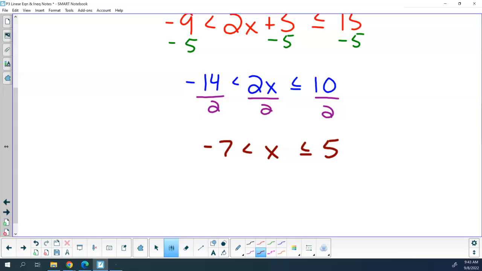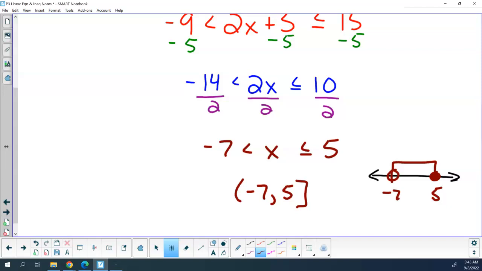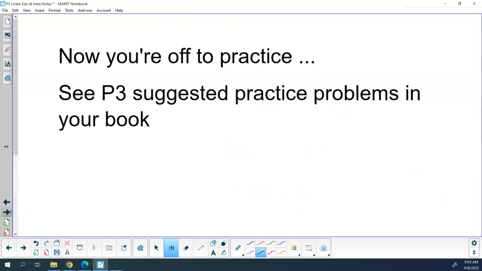We could also write that as an interval. We could also write that as a graph. Agree? Love it. Okay?